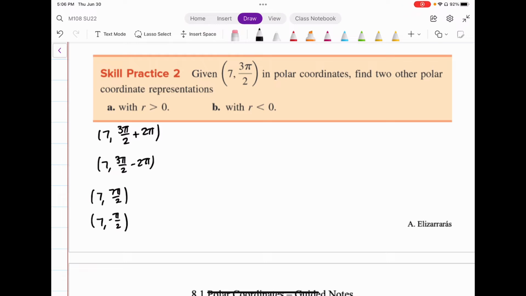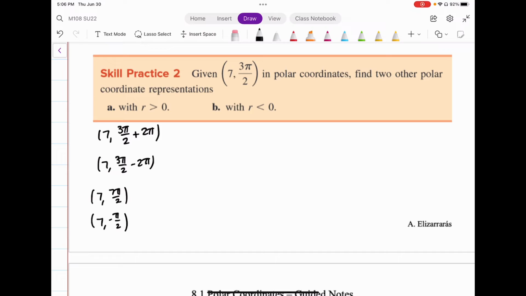When we're dealing with r less than 0, remember that is 1 pi away from where the angle of theta originally is. So we can take our angle of 3 pi over 2 and add pi to that and make the r negative.